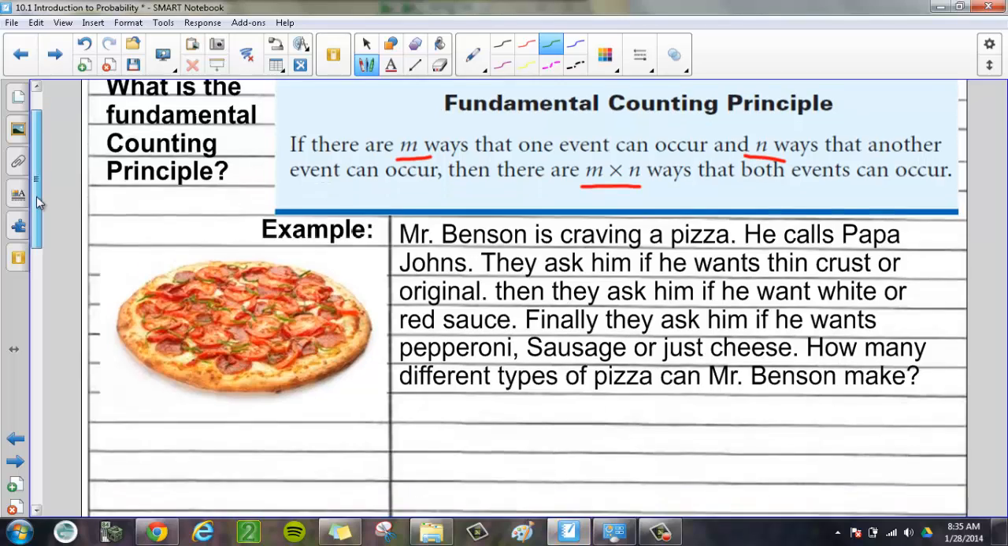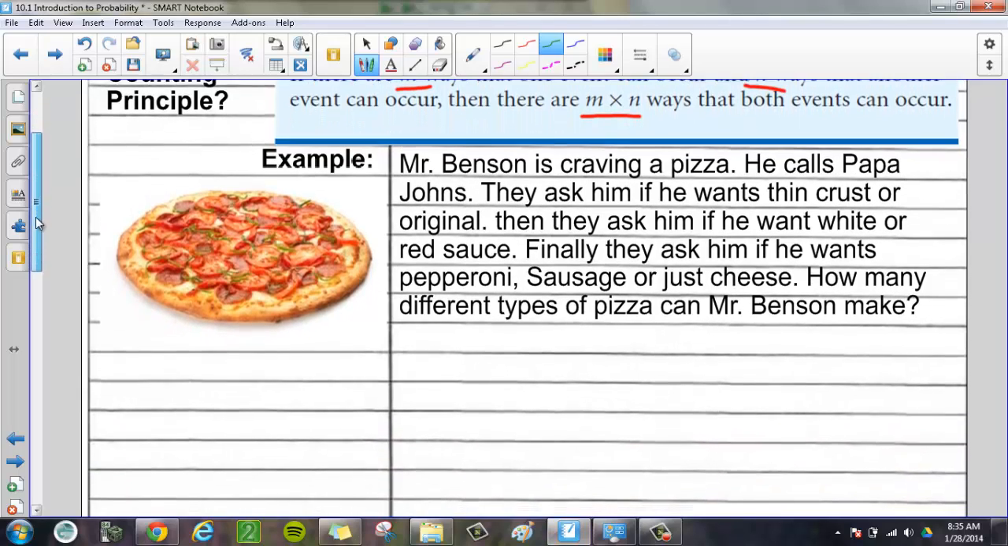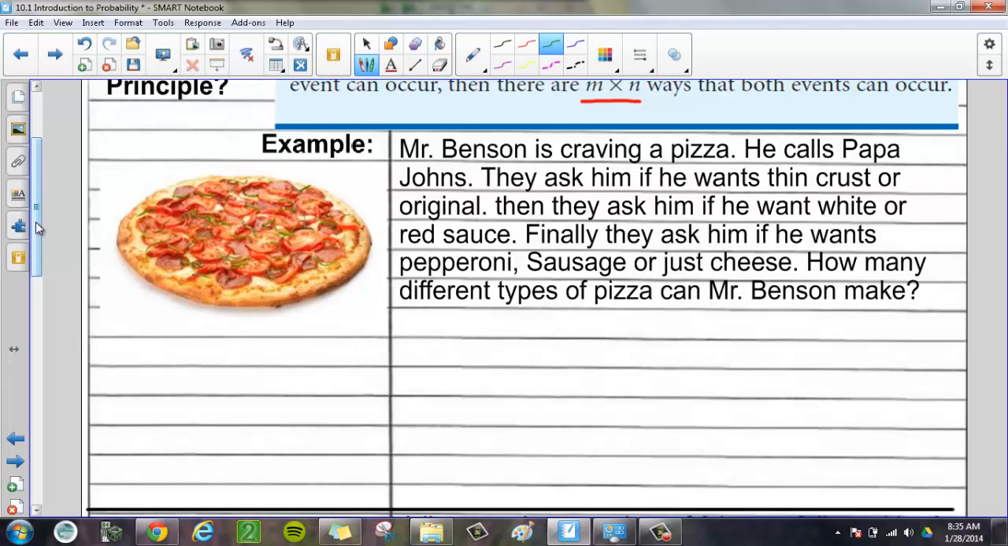So we got Mr. Benson here, and he is craving pizza right now, which I kind of am, even though it is 8:35 in the morning. Okay? He calls Papa John's, and they ask him if he wants thin crust or original crust. That's their first question. Well, I want original crust. Then they ask him if he wants white or red sauce. And I thought that was weird. Of course I want red sauce. But they give me those two choices. And finally they ask him if he wants pepperoni, sausage, or cheese. And I was like, that's all you have for options? And they said, yep. It's like, okay, well, I'll choose sausage in this situation.